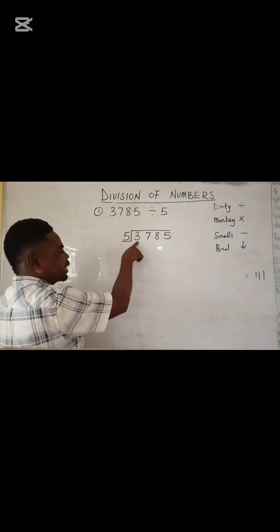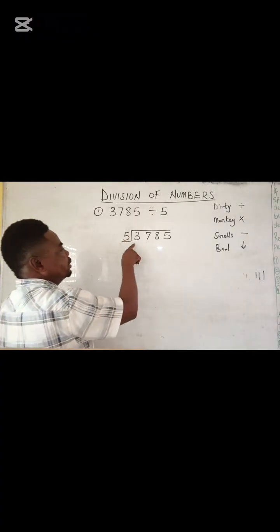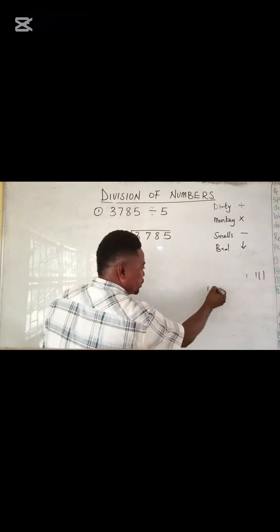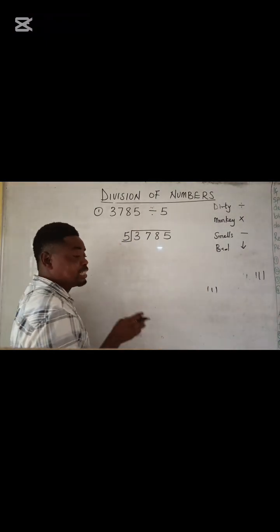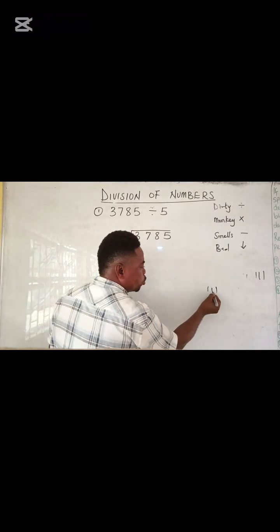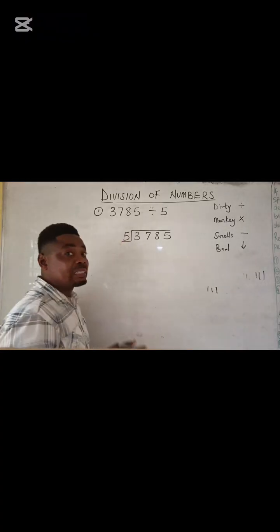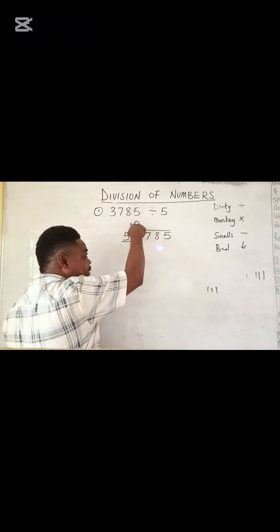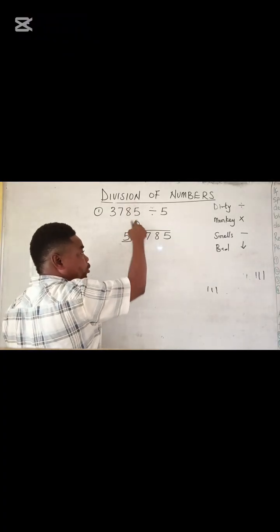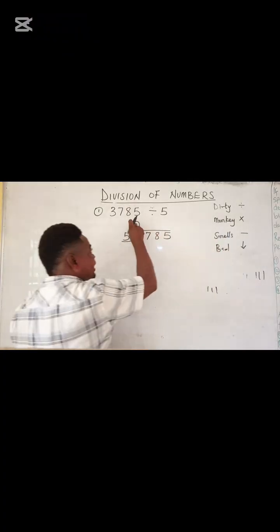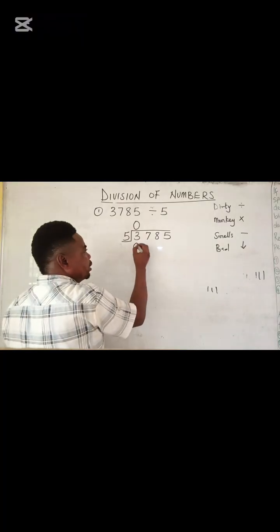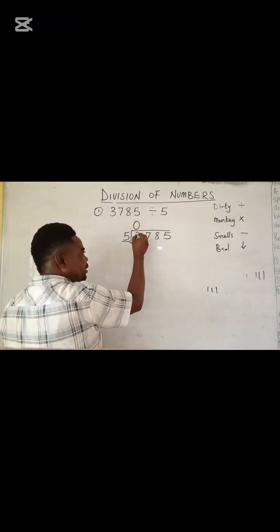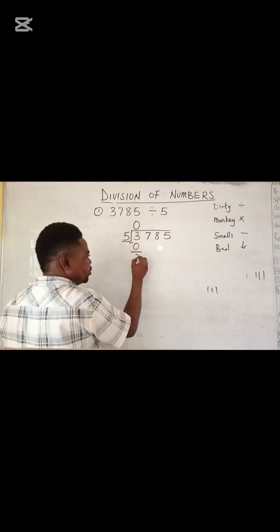Now the first one we are taking is 3. Now 3 divided by 5, that is 1, 2, 3. Can you divide this by 5? It is impossible, because if you count 1, 2, 3, there is no 4, there is no 5. That means it's 0. It is not possible. So it's 0 here. Then multiply: 0 times 5 is 0. Then subtract: 3 minus 0 is 3.